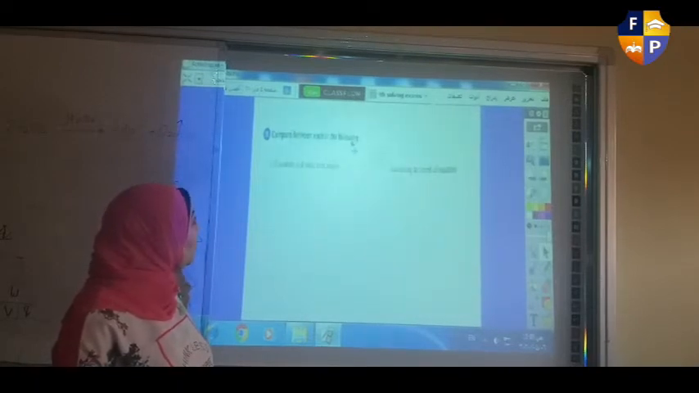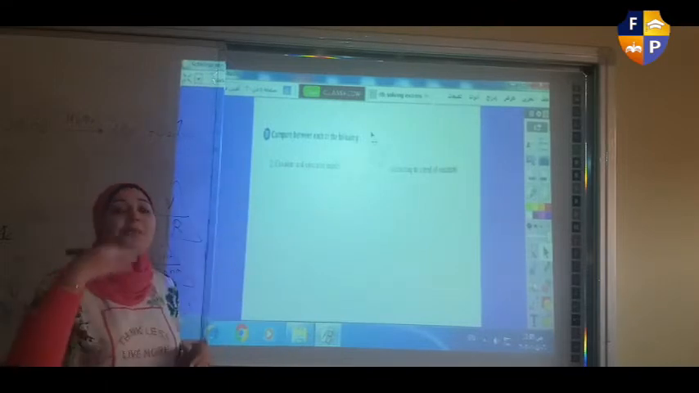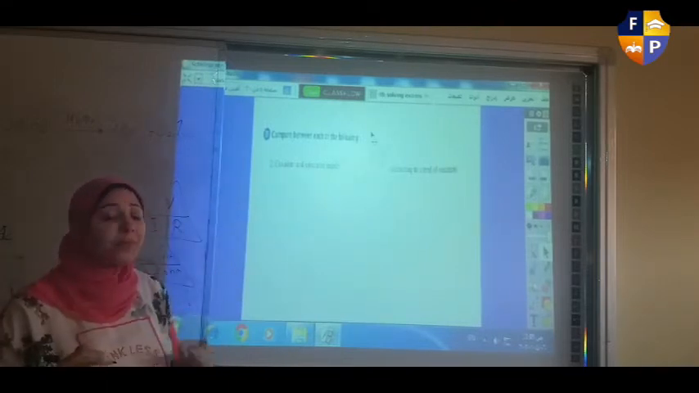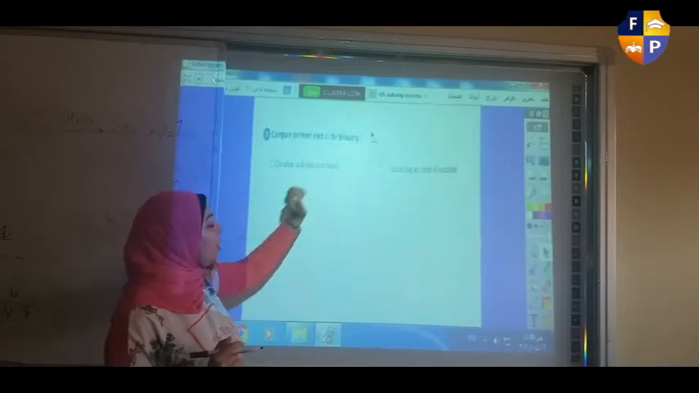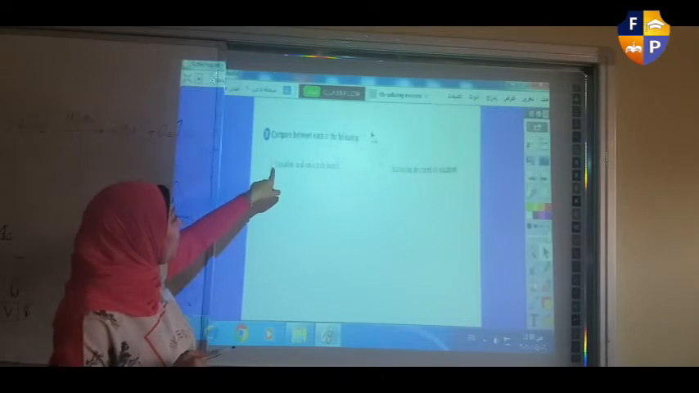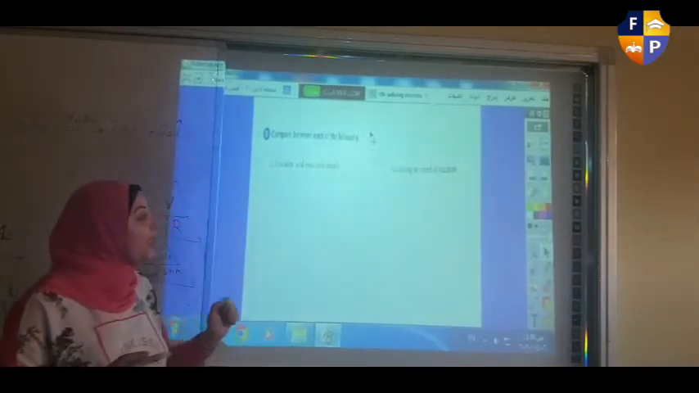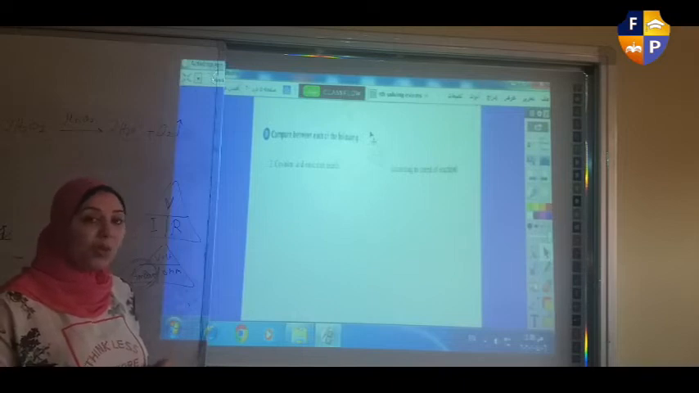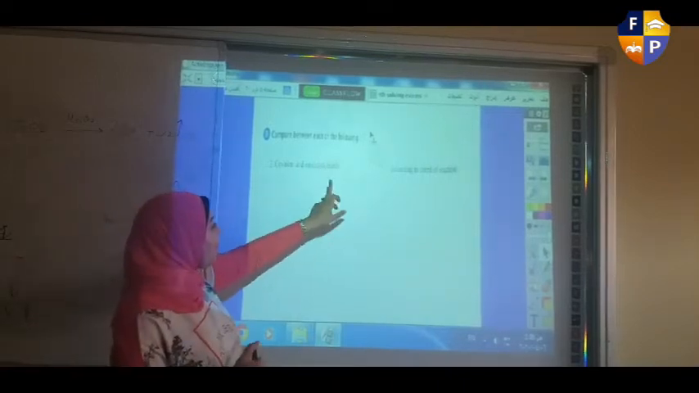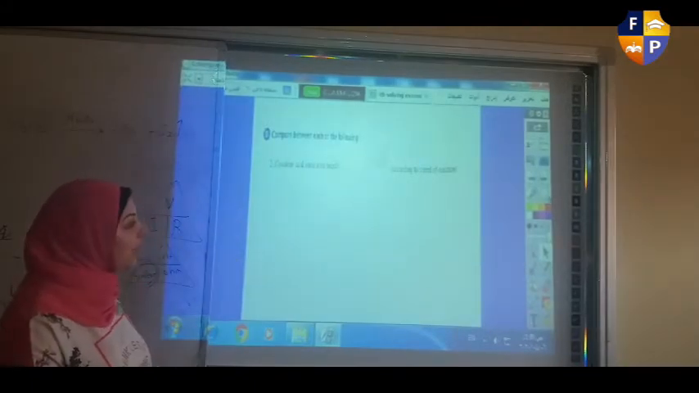Compare between each of the following: covalent and ionic compound according to the speed of the reaction. We know that an ionic compound is fast in chemical reaction. The speed of the chemical reaction is fast as it breaks up into ions, while a covalent molecule acts as one molecule, not broken, so its speed is slow. So ionic is a fast reaction, while covalent is a slow chemical reaction.